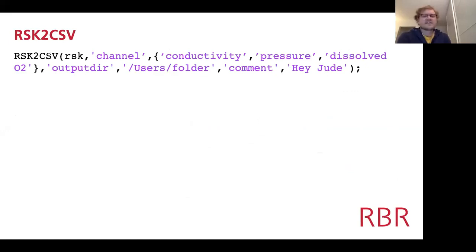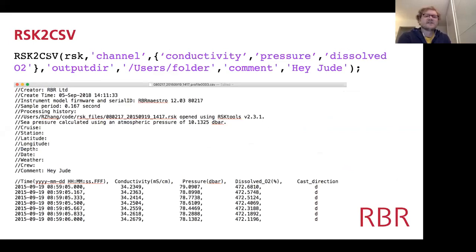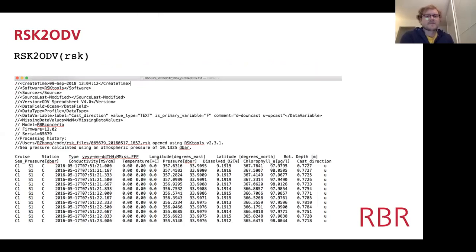And finally, we get to the exporters. You can export data as a CSV file, and here's an example of what the CSV file might look like. You can choose the channels you want to write to it, add comments, and choose the directory to which the file is written. There's also a whole section in the header of the file that's reserved for station information. So if you added station metadata, it would show up here. If you use ODV, we can write files that are compatible with ODV.